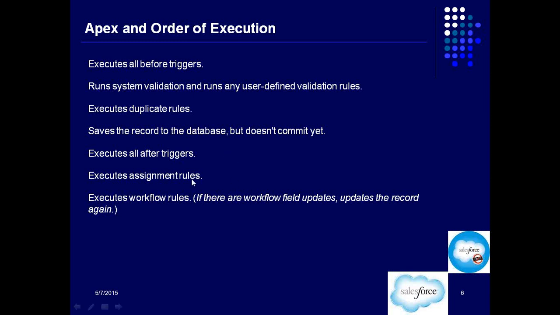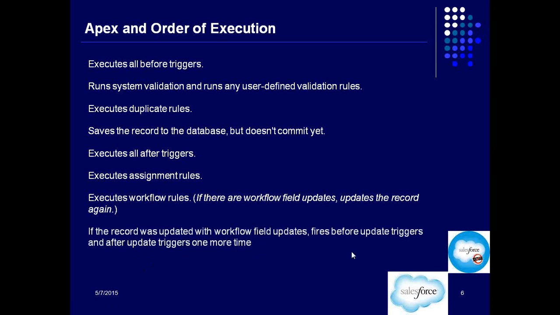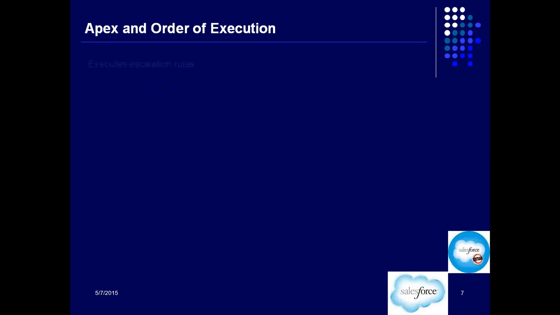So then it executes workflow rules. Now in workflow, we have an option of putting field updates, right? So if there are any field updates, it updates the record, and because an update is happening, your before update trigger and after update trigger will be executed once again. Got it? Which is pretty logical, right? So after that, it goes and executes the escalation rules.